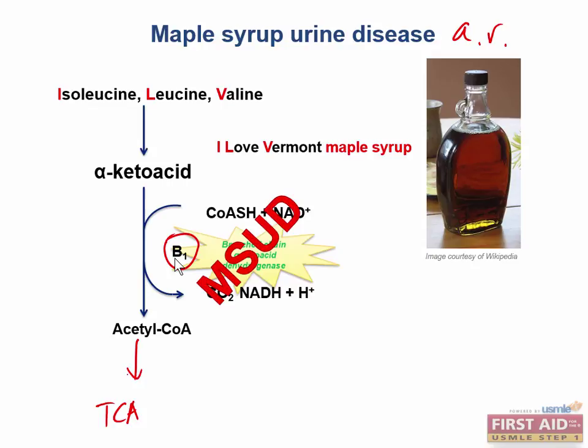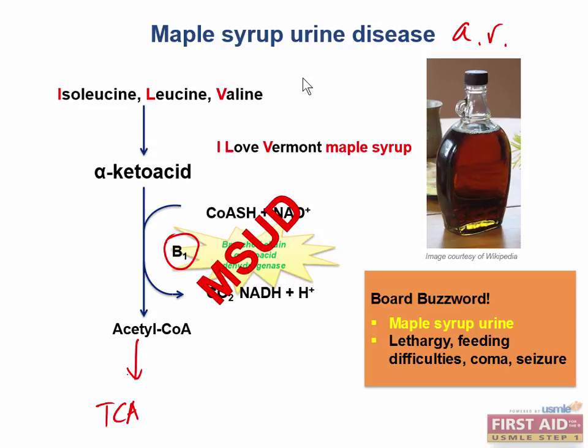Why is branched chain amino acid disorder termed maple syrup urine disease? Well, affected infants are normal at birth, but eventually they're going to develop a characteristic maple syrup smell from their urine. So for step one, if you hear the buzzword maple urine odor or sweet syrup odor, immediately think maple syrup urine disease and the branched amino acids isoleucine, leucine, and valine.